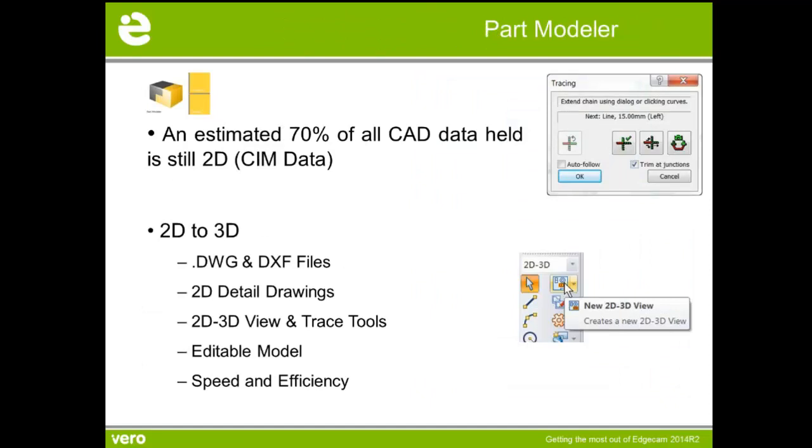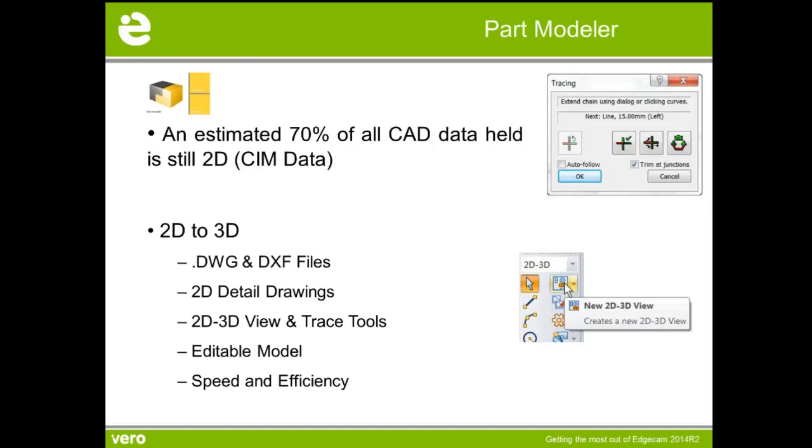Before we can talk about CAM, we need to talk about CAD, and with respect to CAD we talk about our part modeler. The major enhancement inside Edgecam Part Modeler is a new module called the 2D to 3D function, and this is the ability to take a flat line drawing, typically DWG or DXF, or indeed a detailed drawing, and create that as a solid model. Now of course we've been able to do that in the past through Edgecam Part Modeler, but it's been a little bit verbose, long-winded, and now we've got a perfect tool to really accelerate that.